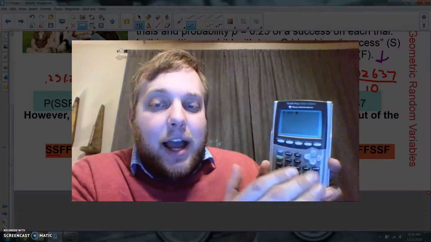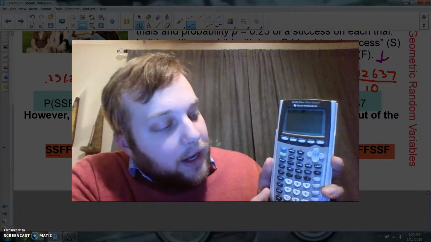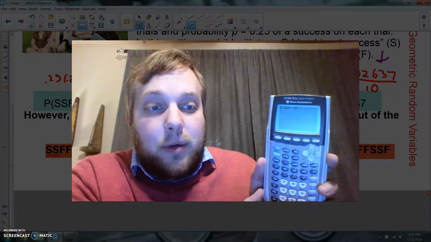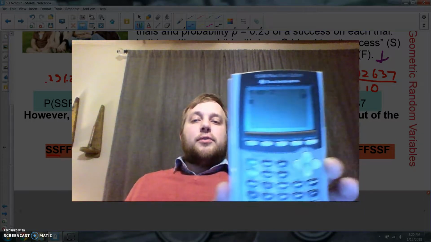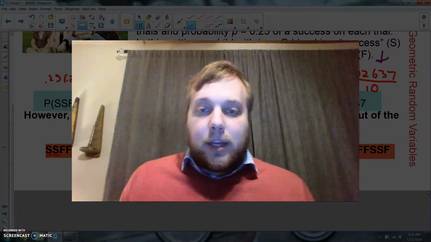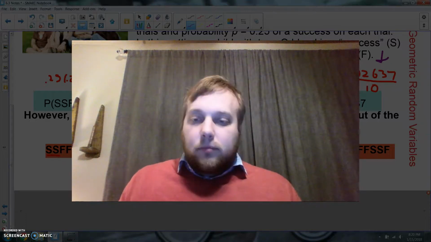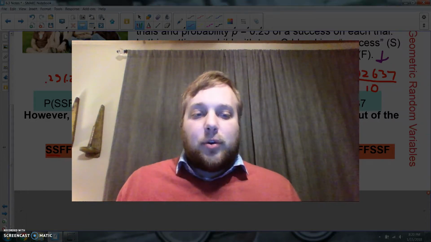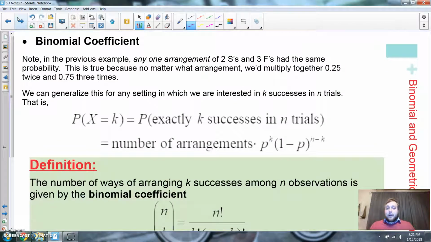So that means 5, and I want how many successes? I want 2, and if I hit enter, I should get 10, right? How many different ways can those be rearranged? Boom. There are 5 total kids, and I want 2 to have it. So without having to list out the whole sample space, I got it. That's really the quick and dirty of this first section.